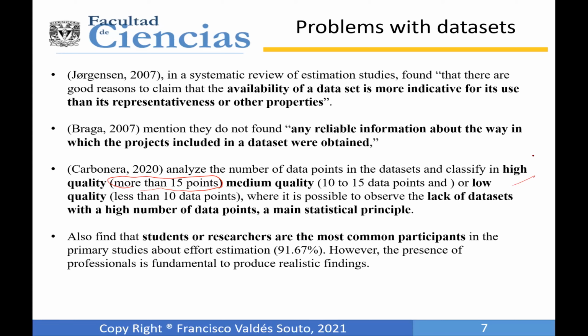Another issue that Carbonera found is that students or researchers are the most common participants in the primary studies that use data sets. So this is again an important element, because when we are trying to do consultancy or solve problems in the industry, most of the projects present a different behavior. So these are some problems with data sets that we usually have and that are documented in the literature.